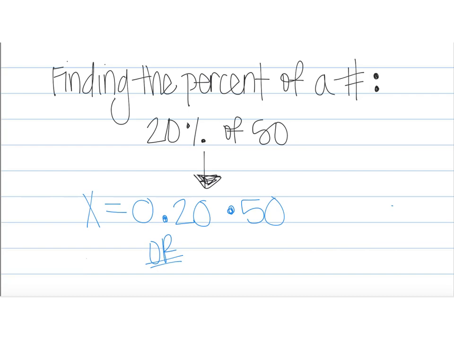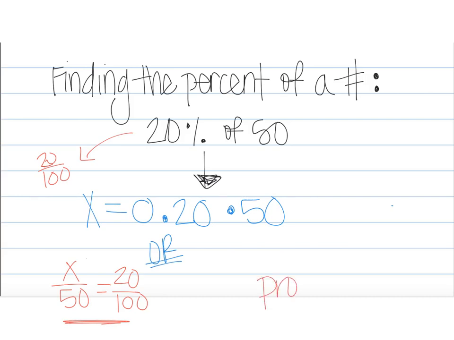So if I want to know what part, like what 20% of 50 is, I know that some number out of 50 is the same as 20 over 100 because 20%, remember, is 20 out of 100. So basically, we're just figuring out what number is going to make it the same as 20%. So we can set it up. This would be setting it up as a proportion. This would be setting it up as an equation.